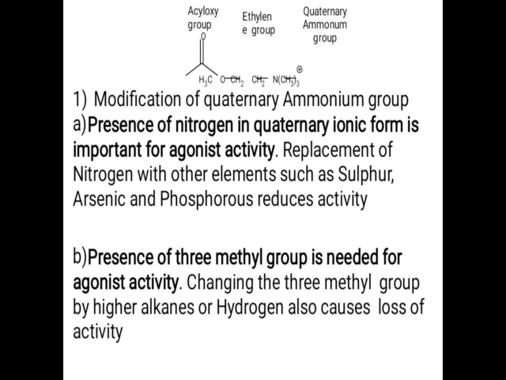So two important parts regarding the quaternary ammonium. First one, the quaternary ammonium must be present in the ionic form. If we replace this nitrogen with sulfur, phosphorus or arsenic, then their ionic property decreases, and due to the decrease in the ionic property of this N+, it reduces the activity.